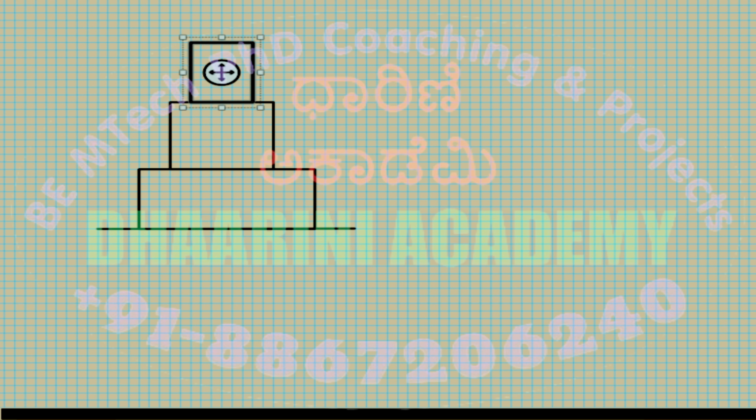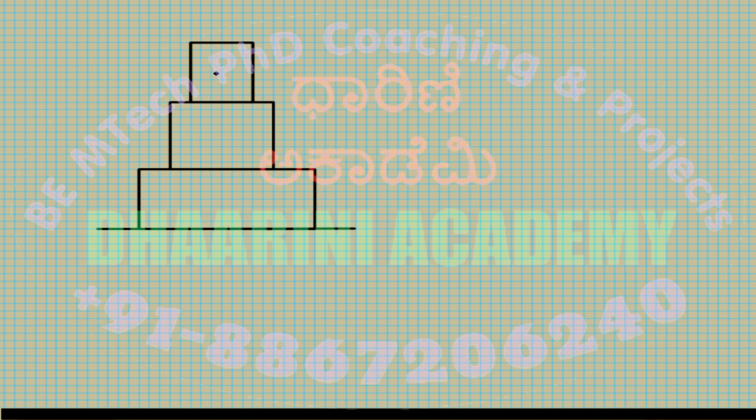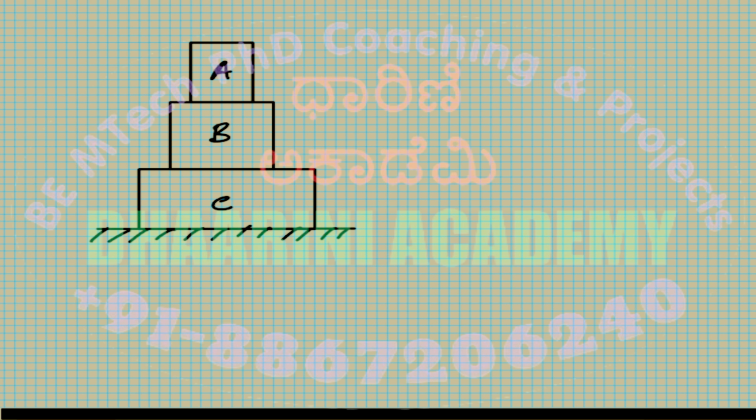All right, so let me say this is A, this is B and C, and C is resting on a frictionless floor, let's say, a smooth floor. Now you can write the free body diagrams. I cannot write the free body diagram for the whole system. I have to write it one by one.